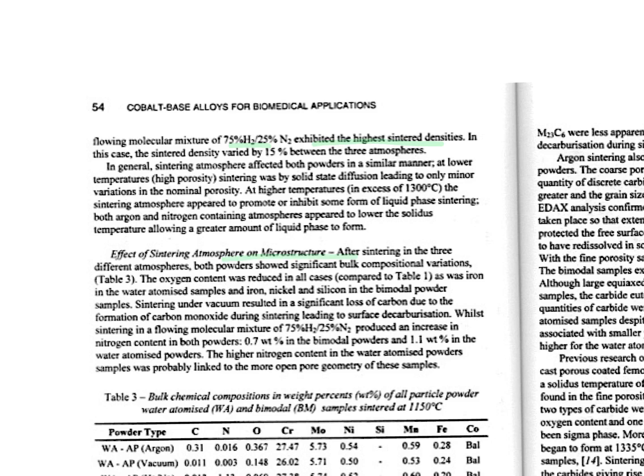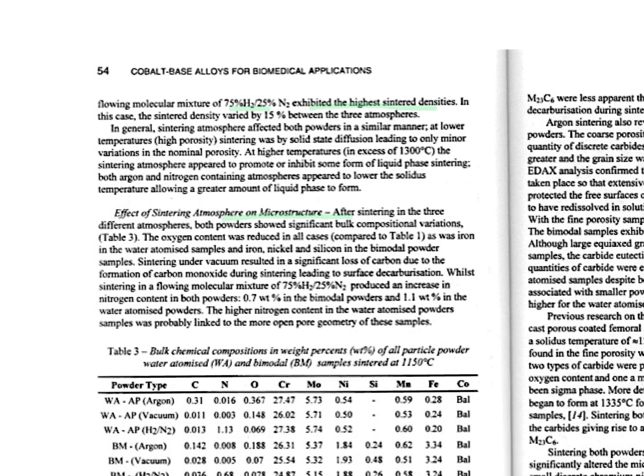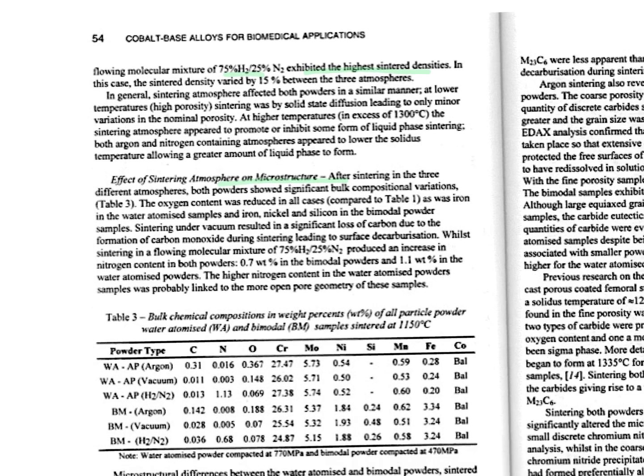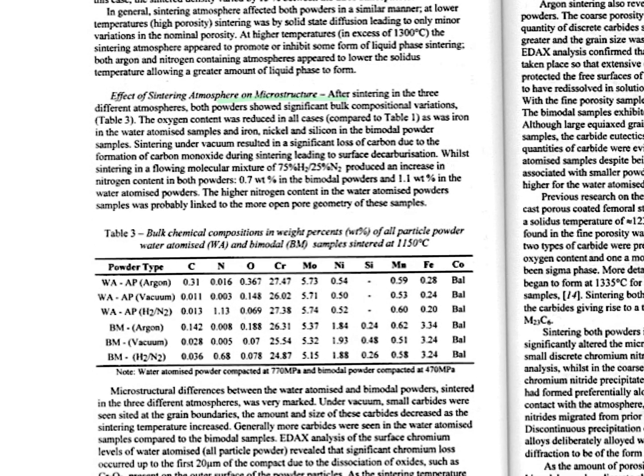And then they have microstructure. So we talked about just densification, which ignores everything else. But then we look at microstructure as well. And the oxygen content was reduced in all cases, not a huge surprise, as was iron in the water atomized sample, and iron, nickel, and silicon in the bimodal powder sample. So we're pulling out stuff. We're changing the composition of this by these sintering atmosphere exposures. Not only is carbon at risk, but we have other components of these alloys as well.